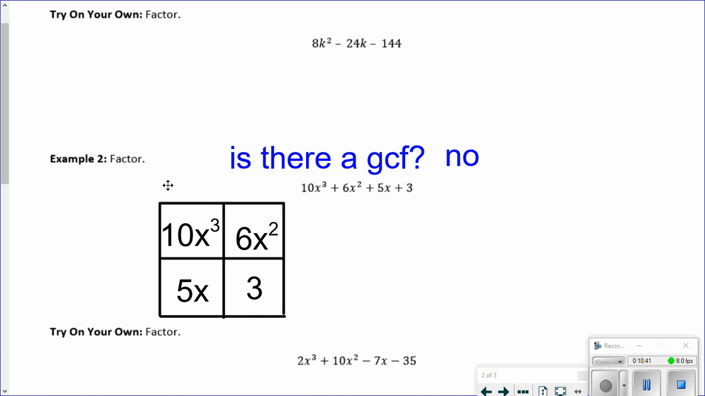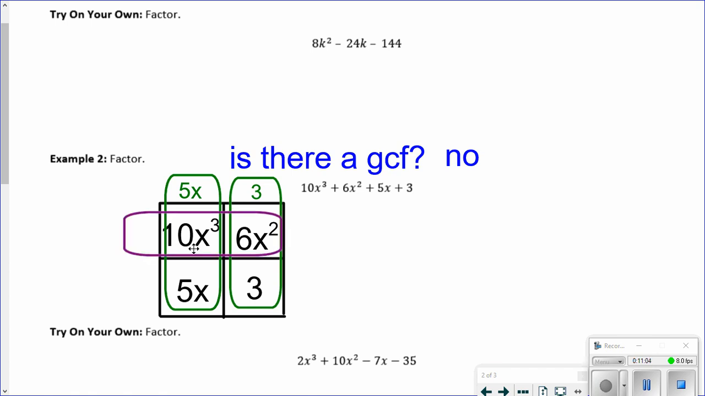I'm going to look at this first group, 10x cubed and 5x. They are both divisible by 5, and they both have 1x to pull out. So I pull out the 5x, and that's the GCF. Over here, I've got 6x squared and a 3. They're both divisible by 3. So that's my GCF. Then I do it again.